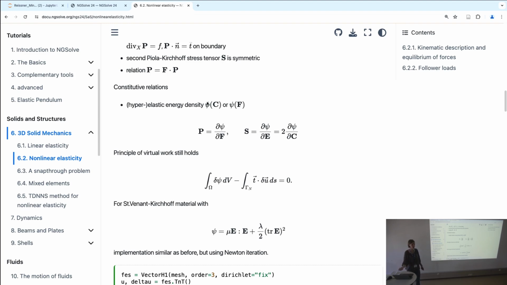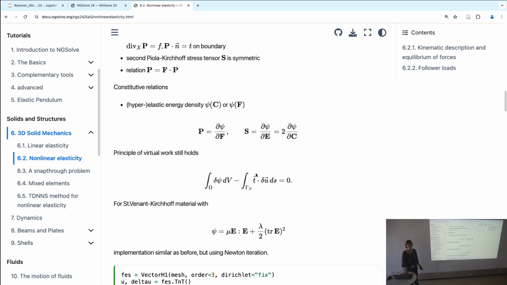And it depends not on the linear strain tensor, but on the right Cauchy-Green tensor, or you can also define it in terms of the deformation gradient. The simplest extension from linear elasticity to the nonlinear case would be the Saint Venant-Kirchhoff material model, where instead of the linearized strain tensor, we just put here the nonlinear strain tensor E.